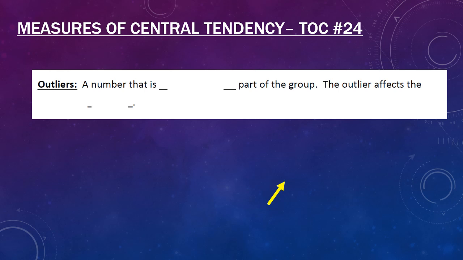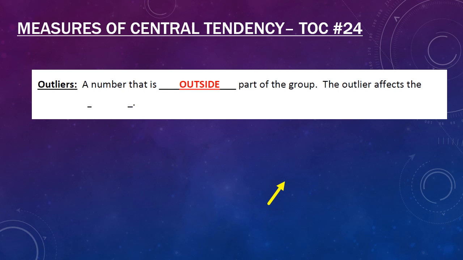All right, let's talk about something called an outlier. An outlier is a number that is outside part of the group. So most of our data is pretty close together. It's usually in a certain range and close together. However, an outlier is something that's not close to that set of data.